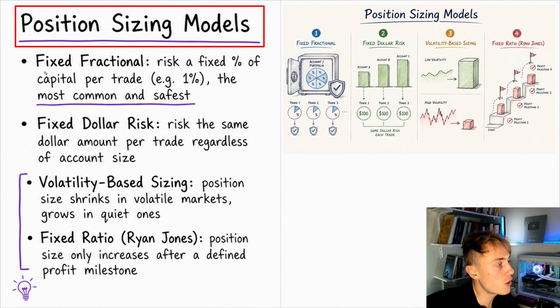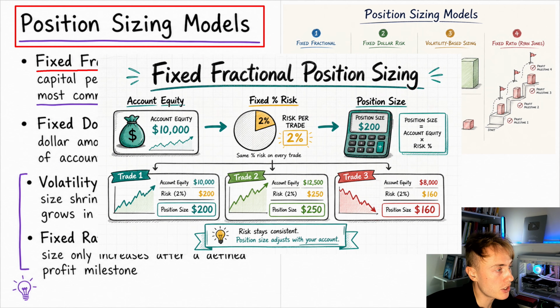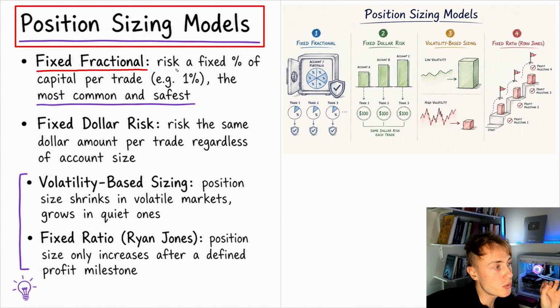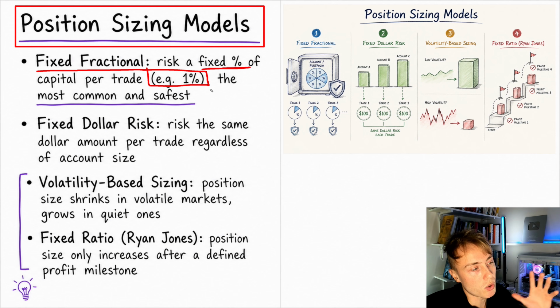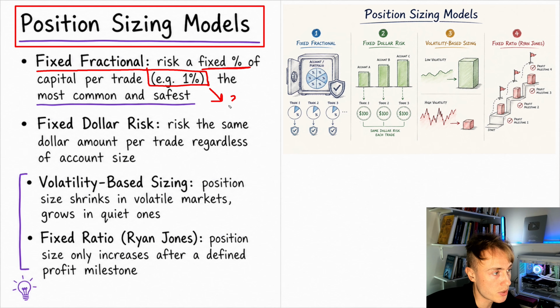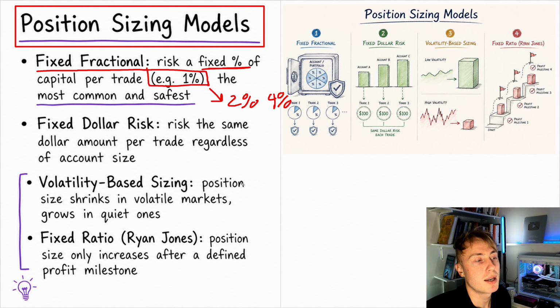And the first model is called fixed fractional position size. And this one is super simple. This is basically when you risk a fixed percent of your capital per trade. So a very common number and a very safe number is to only risk 1% of your capital per trade. This is not a hard rule. Some traders risk 2%, some traders risk 4%, and so on. But the important part here is that you are consistent and that you have a relatively small number.